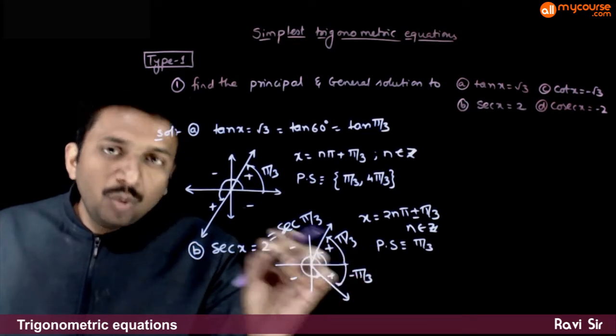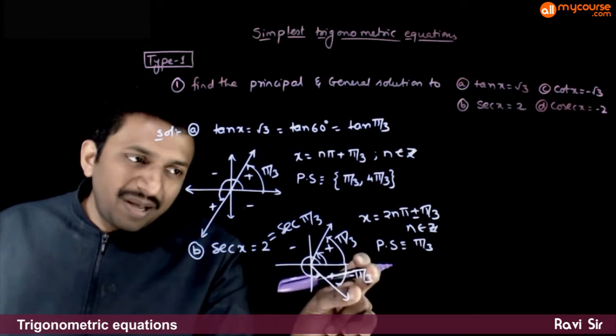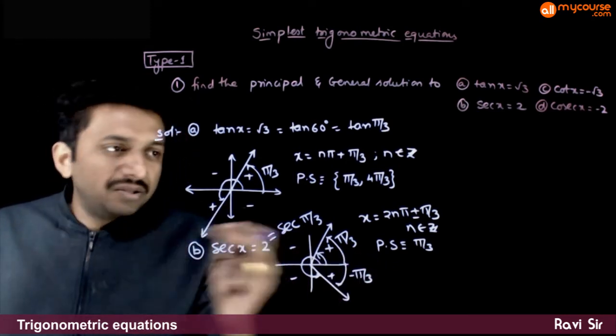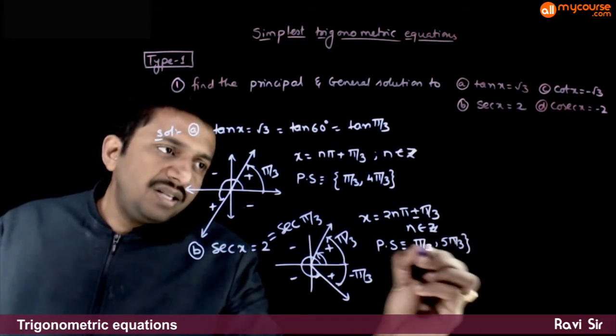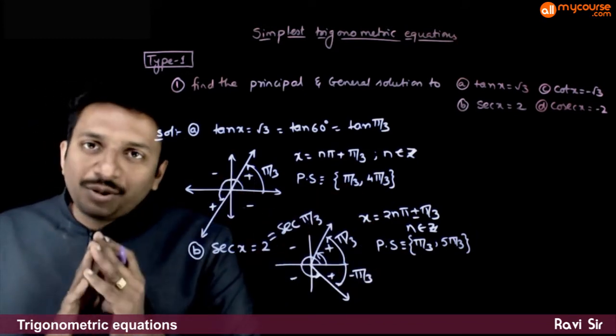So this angle is 2 pi minus pi by 3. So that is 300 degrees, right? Pi by 3 is 60. 360 minus 60 is 300 degrees. So 300 degrees is 5 pi by 3. So these two are the principal solutions to this equation. This is the general solution.